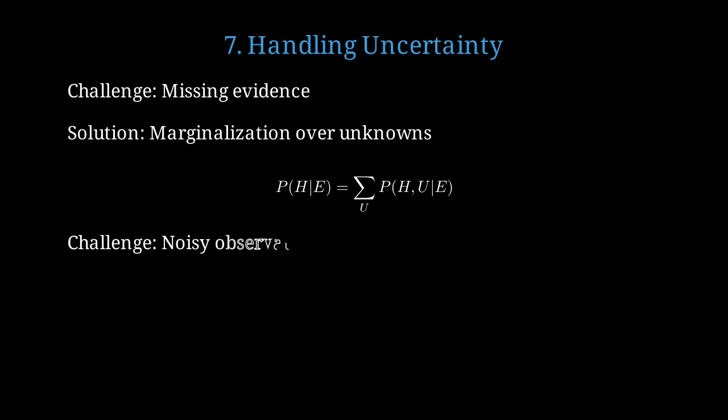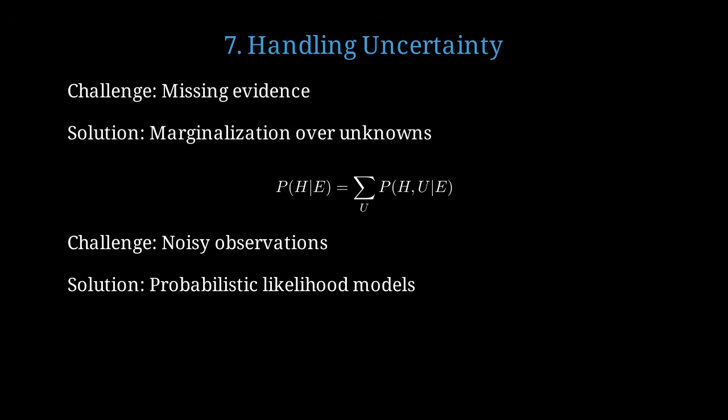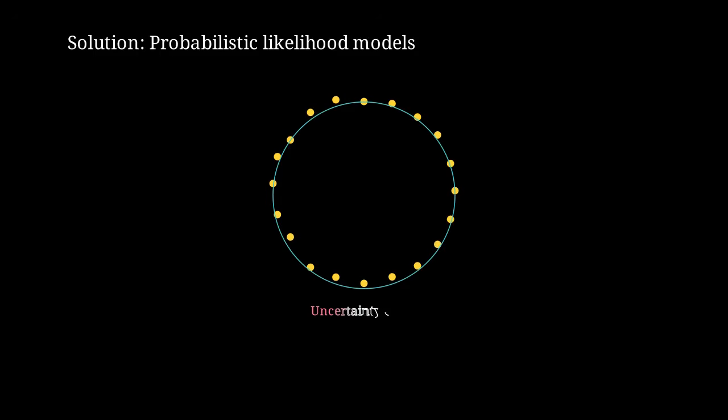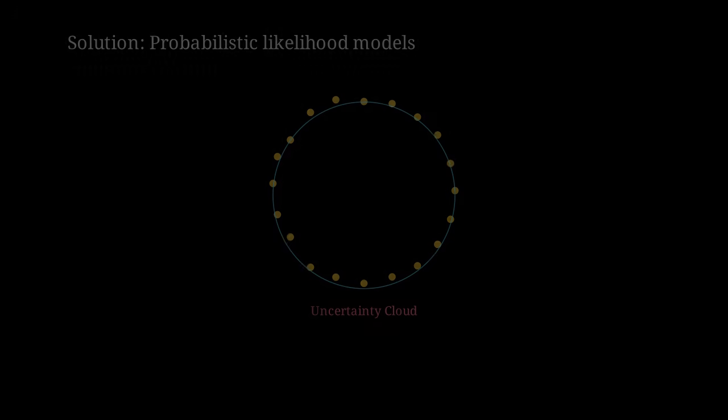Another challenge is noisy observations, where measurements contain errors. We use probabilistic likelihood models that account for measurement noise and uncertainty. This visualization shows how observations form an uncertainty cloud around the true values we're trying to infer.